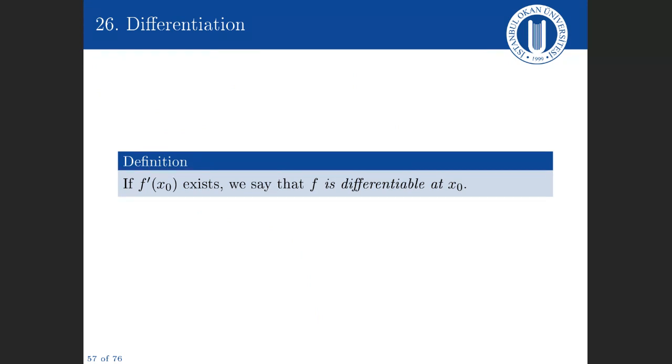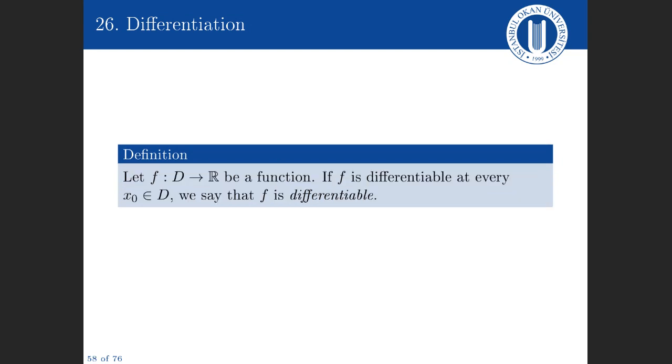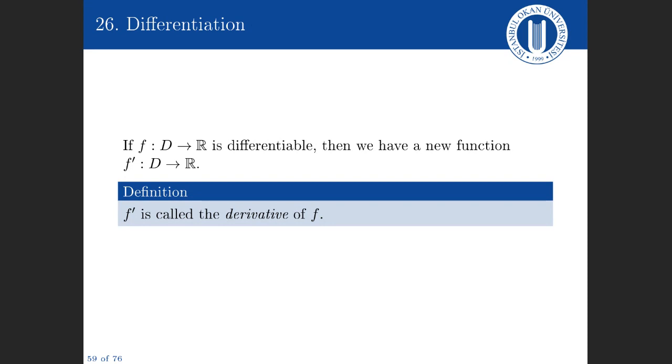If the derivative of f at x0 exists, then we say that f is differentiable at the point x0. If a function is differentiable at every point in its domain, then we have a shortcut. We just say that f is differentiable. If a function is differentiable, then we have a new function, f prime, which has the same domain. f maps from D to R, and f prime also maps from D to R. This new function is called the derivative of f.